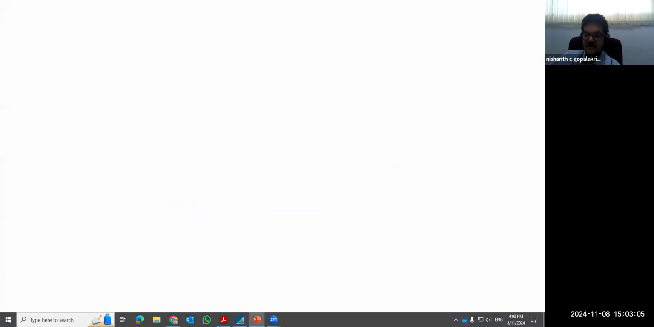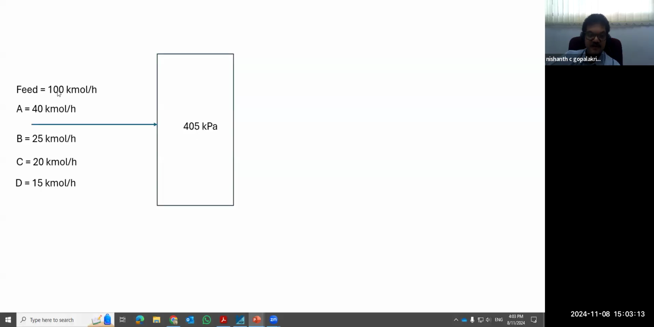So we can write the mass balance of this column in this manner. So you have this column that's kept at 405 kPa. So the feed is 100 kilomole per hour of feed. So it's given that 40% is A, 25% is B, right? 20 is C, and 15 is D. Now you have only two options. Either it goes to the distillate or to the bottom.